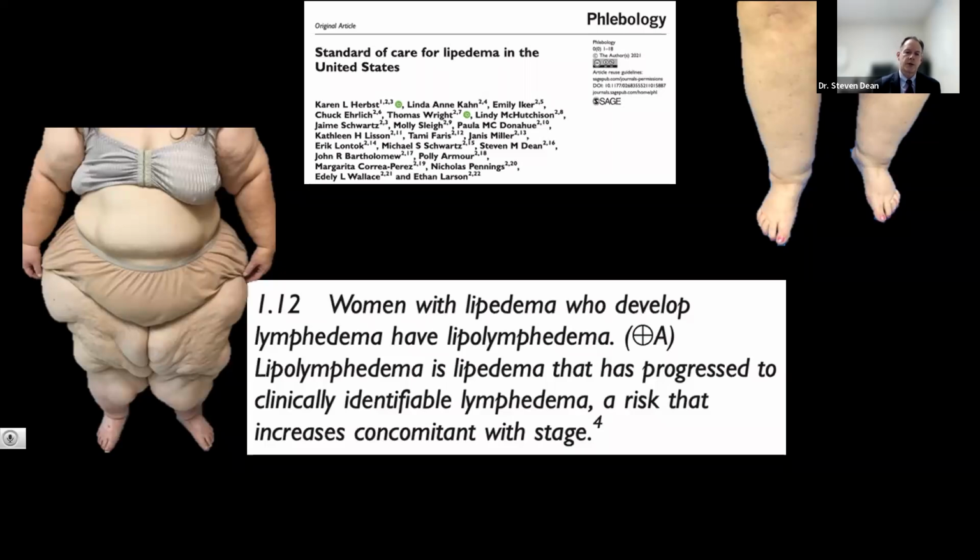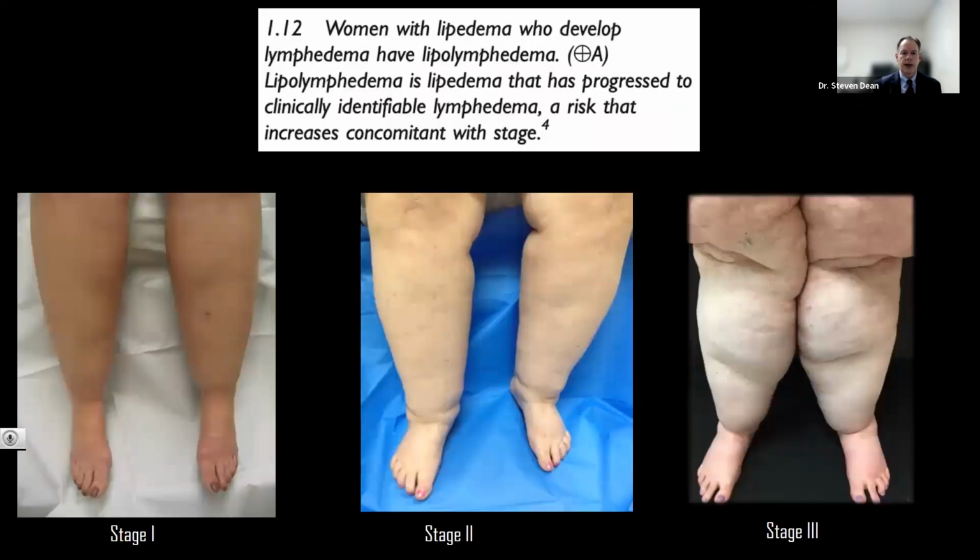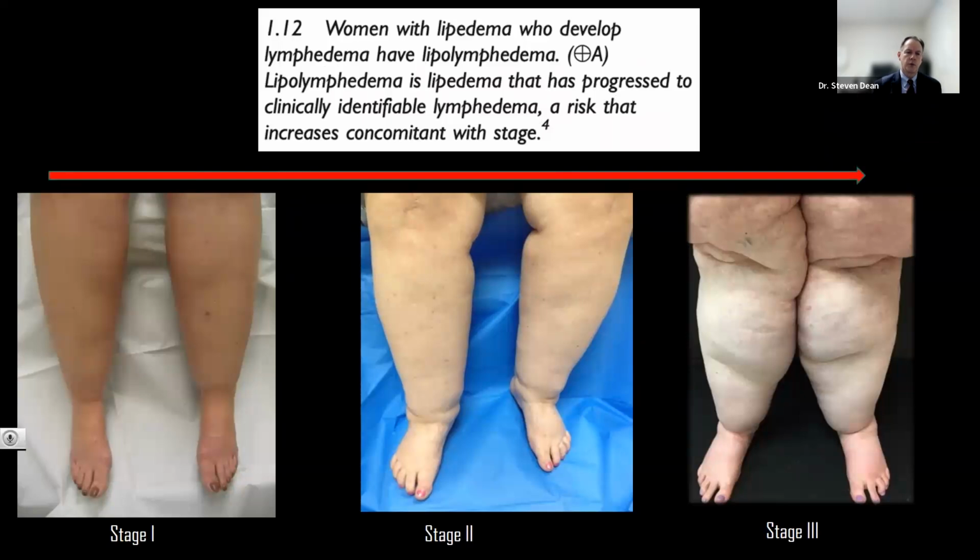And it's a risk that increases concomitant with stage. And here's just examples, and I think that's intuitive that you're more likely to develop secondary lymphedema as one moves through the subsequent stages of severity. Stage 1, less likely. Stage 2, a little bit more likely. Stage 3, more likely to have fixed lipo-lymphedema. Again, self-explanatory.